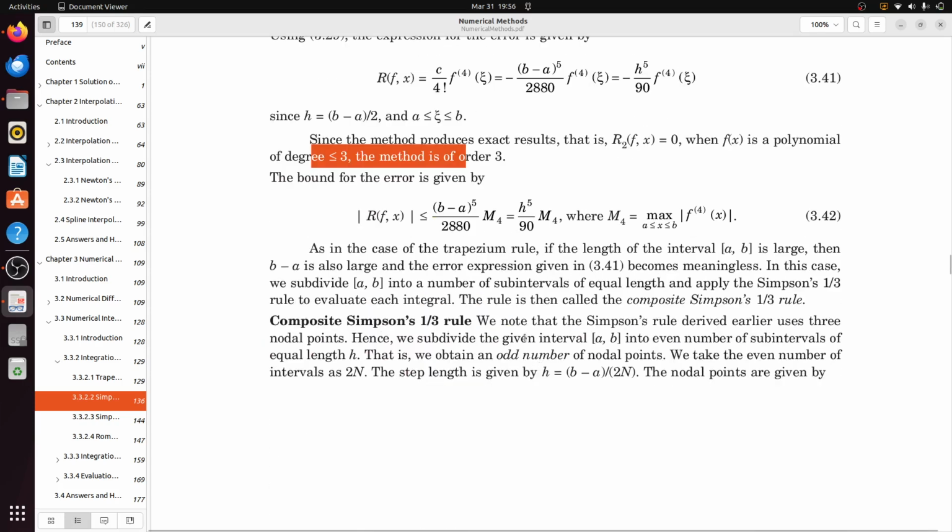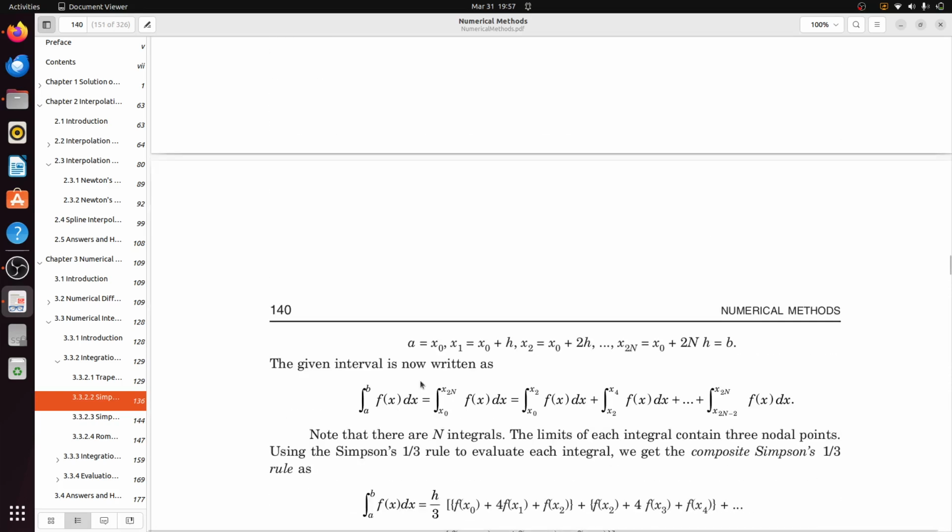Now composite interval, same, just like we note that the Simpson rule derived earlier uses 3 nodal points. Hence we divide the given interval into an even number of sub intervals of equal length h. That is, we obtain an odd number of nodal points. We take the even number of intervals 2n. The step length is given by this. The nodal points are given by x0, x1, x2, and they are incremented like this.